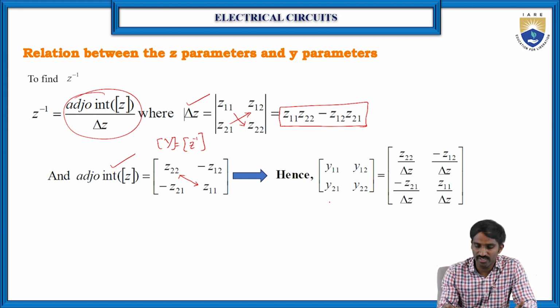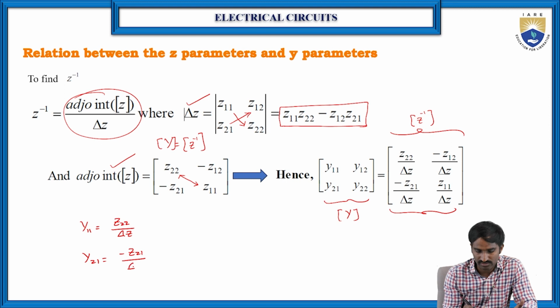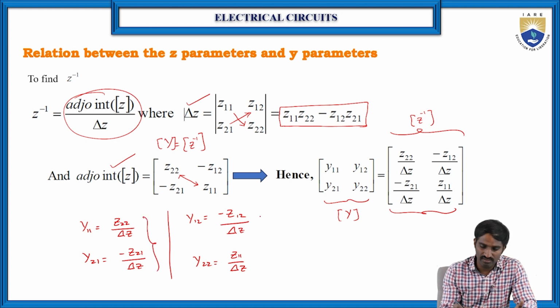If you equate these two, because this represents the matrix y and this represents the matrix z inverse, and you compare each element, then you can find each y parameter in terms of the z parameters. So y11 is equal to z22 by delta z, and similarly y21 is equal to minus z21 by delta z, and similarly y12 is equal to minus z12 by delta z, and similarly y22 is equal to z11 by delta z. So now this is the relation between the y and z parameters.